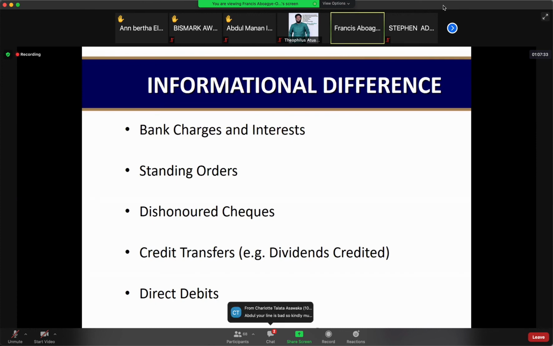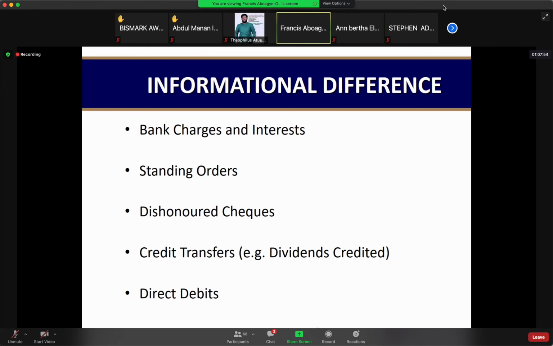Okay, so you are saying that for a standing order, there's a specific amount and a specific interval or time to be sent out. Okay, so I'm giving it to you as an assignment. Please read on what a direct debit is.